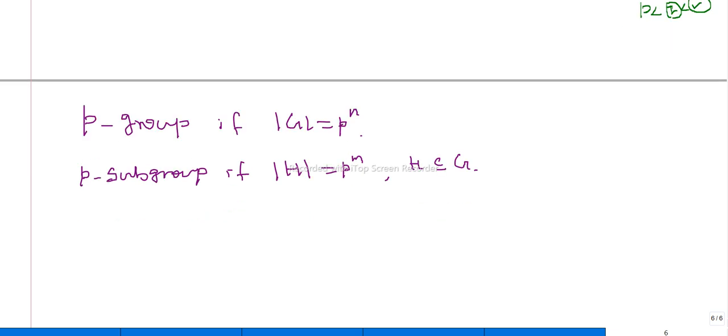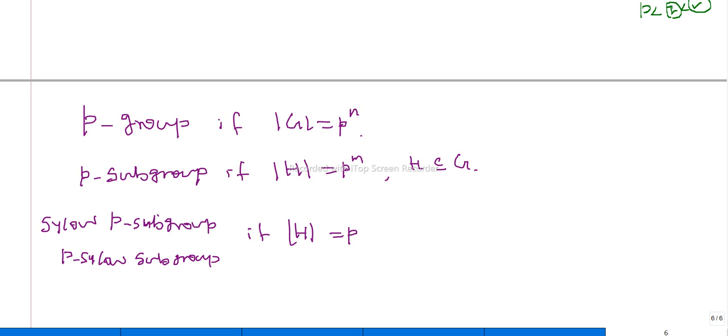The next definition: Sylow p-subgroup. A subgroup is said to be a Sylow p-subgroup, or p-Sylow subgroup, either name can be used, if it is a p-subgroup, so the order of H is p to the power m, but this is the largest power. That means p to the power m divides the order of G, but the next power, p to the power m plus 1, does not divide the order of G. Such a subgroup is called a Sylow p-subgroup. That is the maximum prime power that divides the group order.